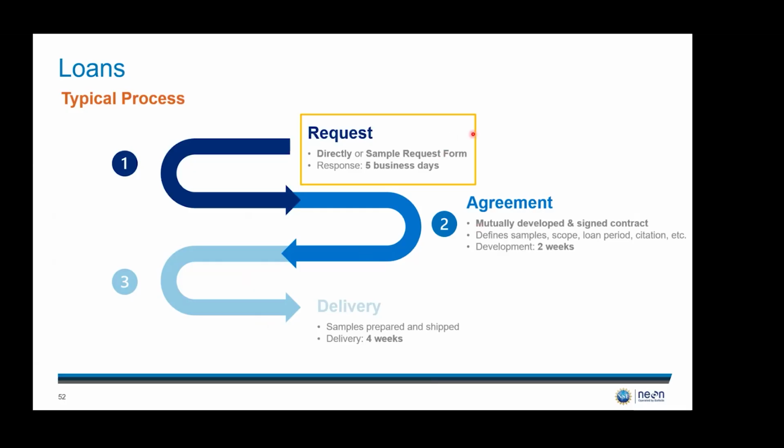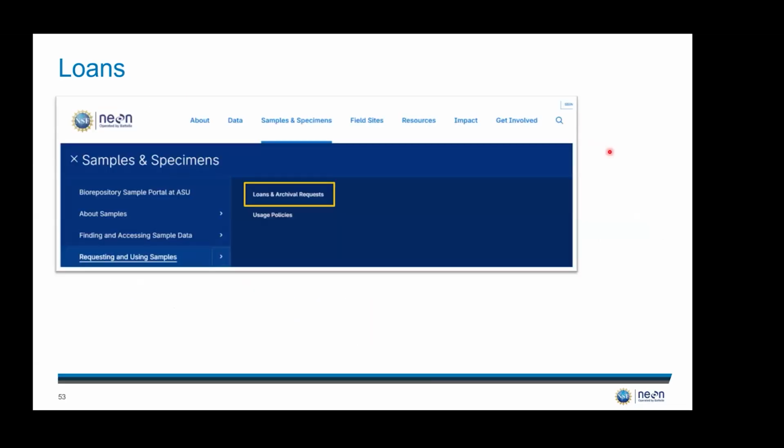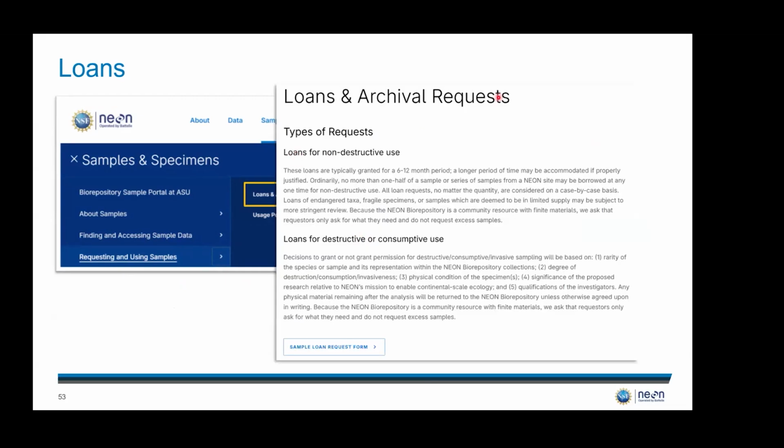This can be through direct contact with us, which happens quite a bit, or it can be through the sample request form. This form is available in the Loans and Archival Request page under the Requesting and Using Samples tab. That pops you up to a page that looks like this, and the button for that form is down at the bottom here.